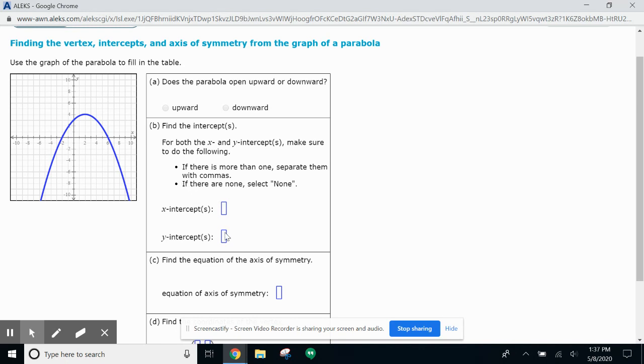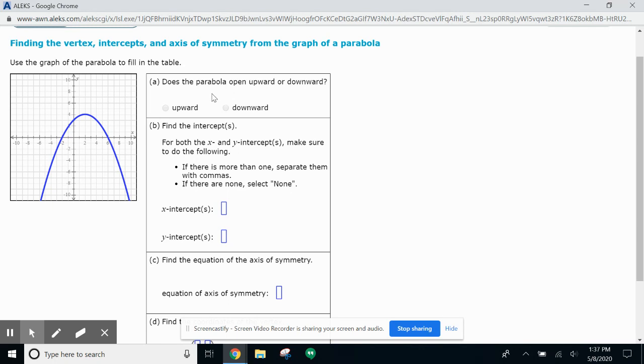X-intercepts and y-intercepts, those are where the line crosses the x-axis or the y-axis. If you look on most of these parabolas, there's only going to be one y-intercept. It's only going to go through the y-axis in one spot. X-intercepts, most often they're going to be 2 different places. There's one here and one here where it crosses the x-axis.